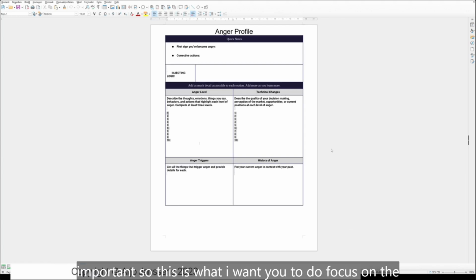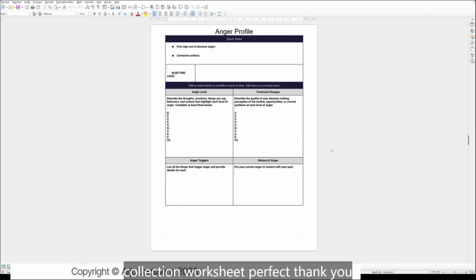So this is what I want you to do. Focus on the profiles for anger, confidence, discipline, fear, and greed. Focus on what you have collected through your data collection worksheet. Perfect. Thank you.